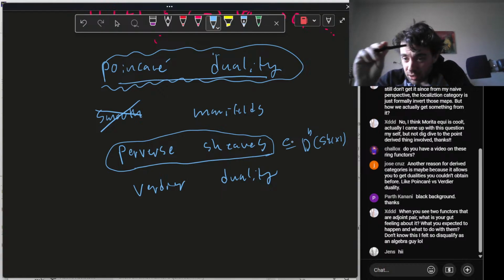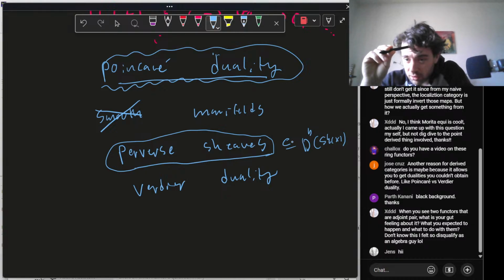But yeah, when I see two functors that are an adjoint pair, what is your gut feeling about it? What do you expect to happen, and what do you do with them? I don't know this. I felt so disqualified as an algebra guy. Hi, Jens.